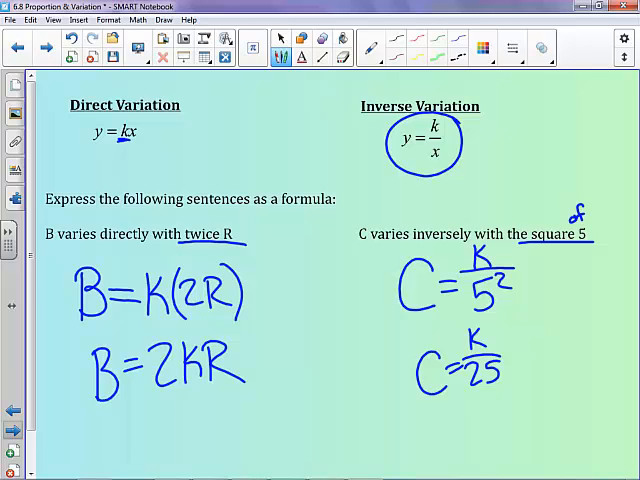And that takes care of proportion and variation.